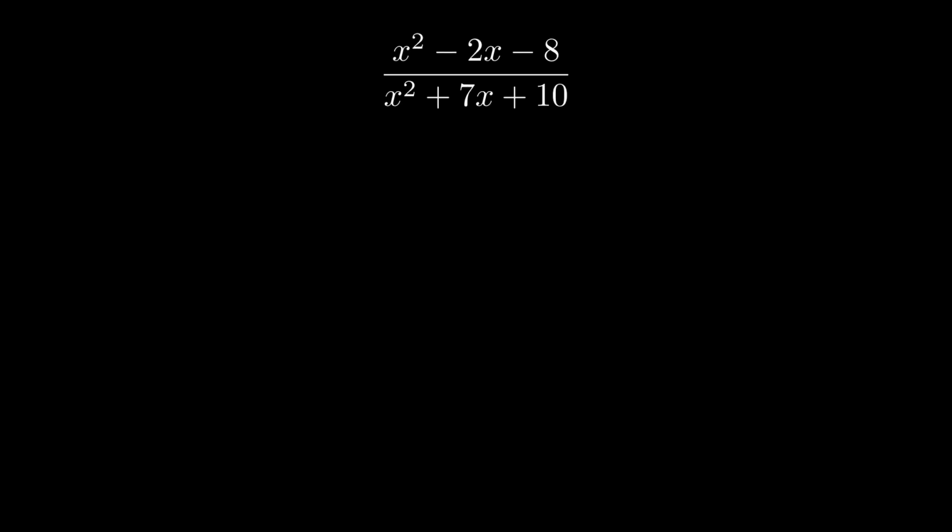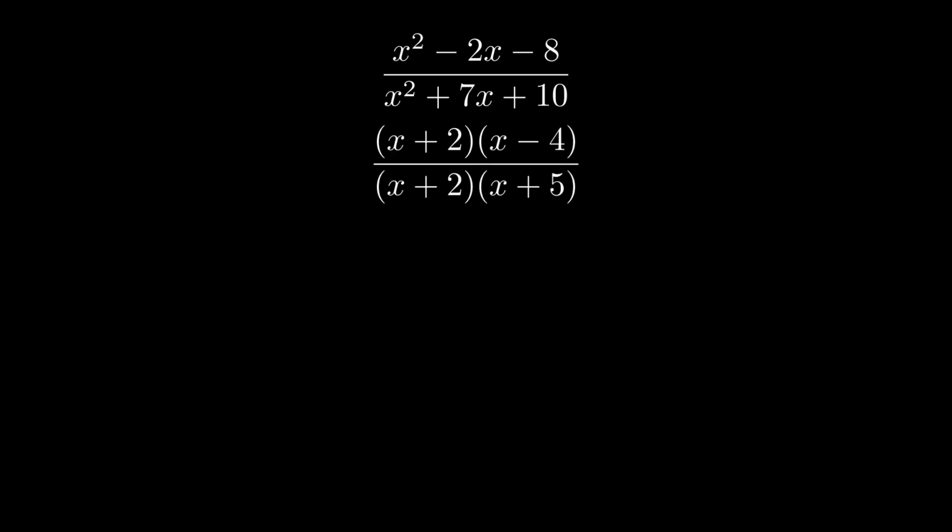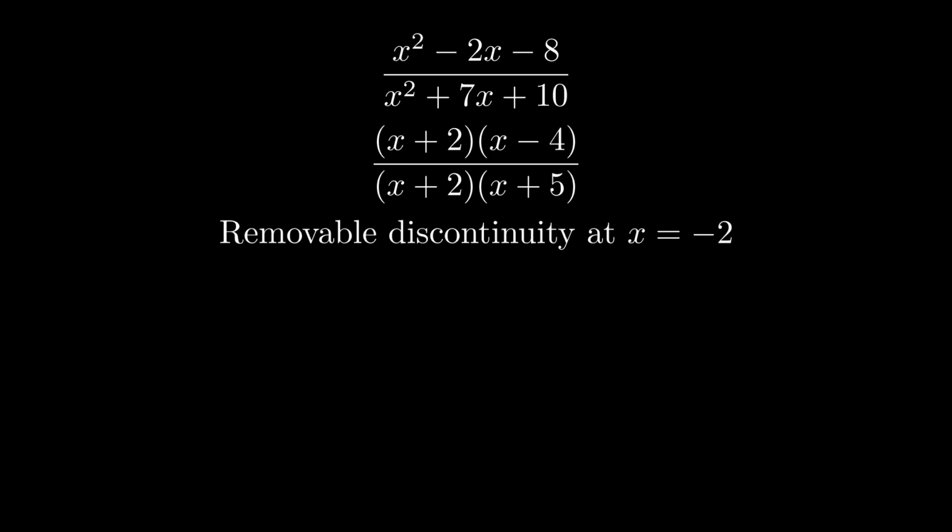So let's look at an example. We're given this rational function, x squared minus 2x minus 8 over x squared plus 7x plus 10, and we want to find the points of discontinuity. Well, let's factor the numerator and denominator, and when we do that, we get (x plus 2)(x minus 4) divided by (x plus 2)(x plus 5). Clearly x plus 2 will cancel out, and since that term cancels out, a removable discontinuity will occur at that point. So there's a removable discontinuity at x equals negative 2.